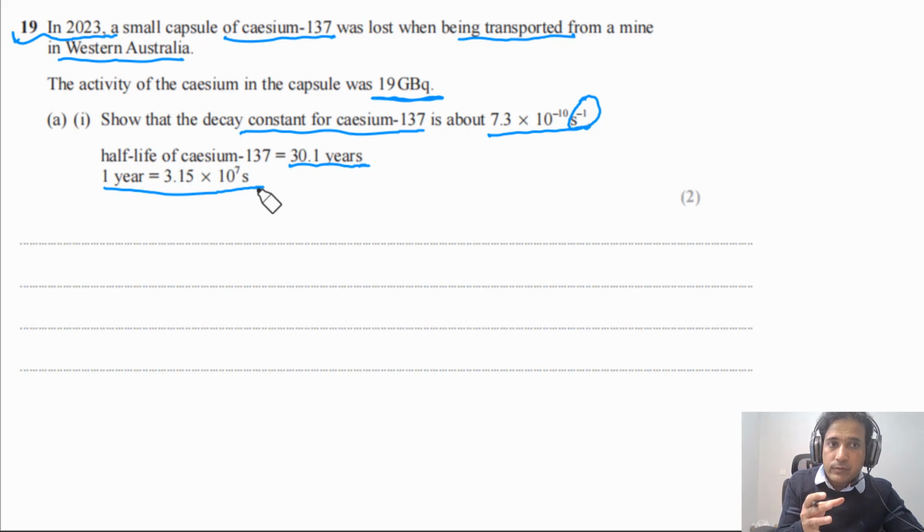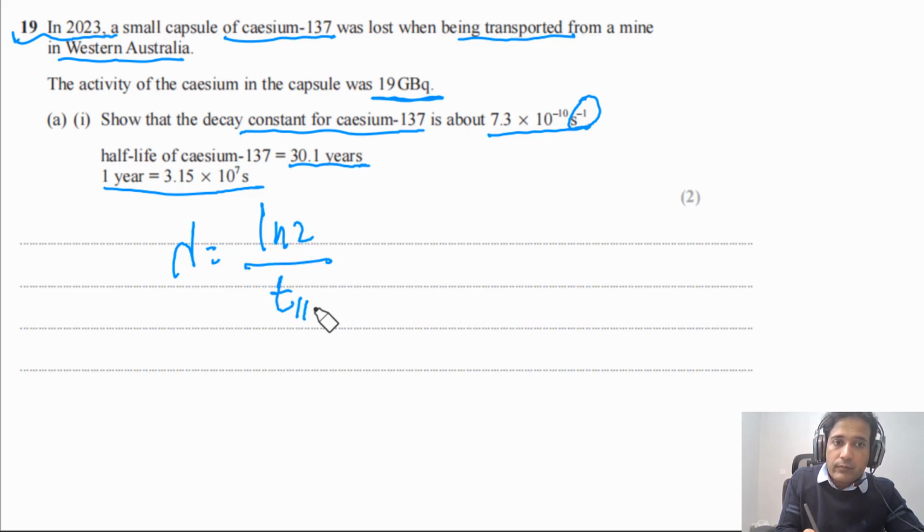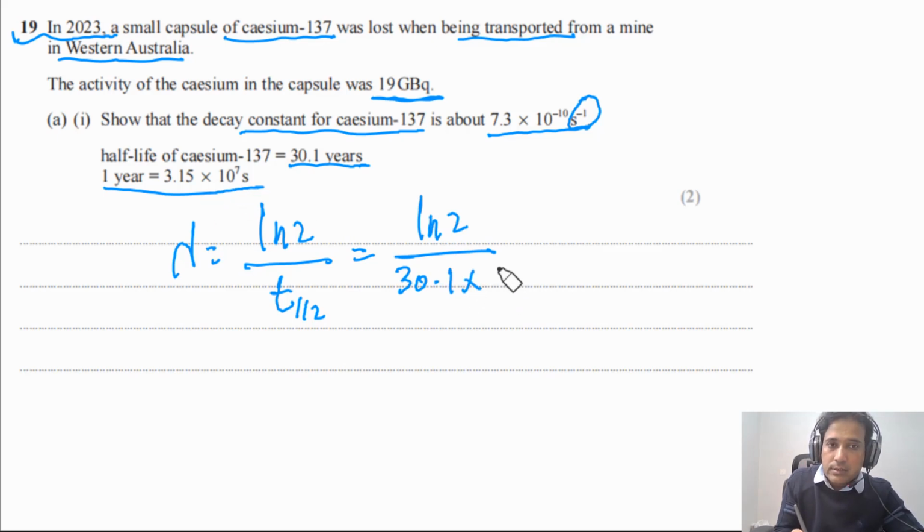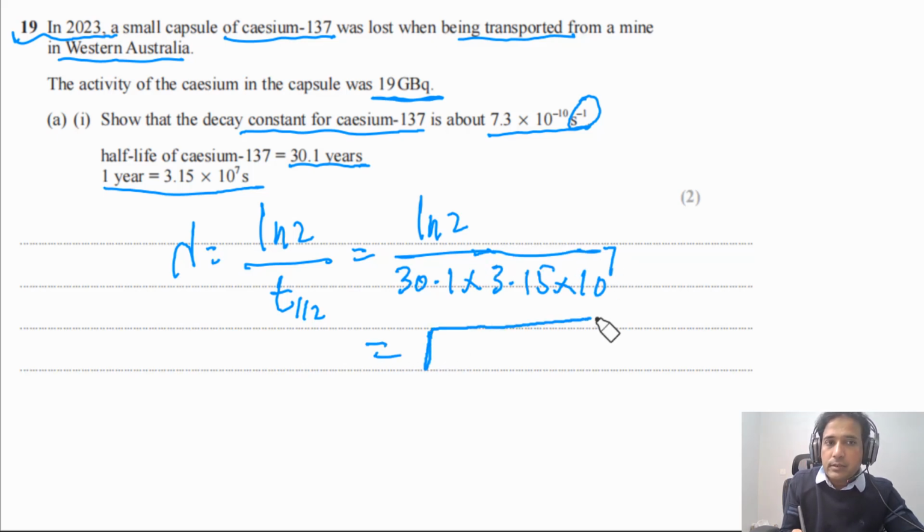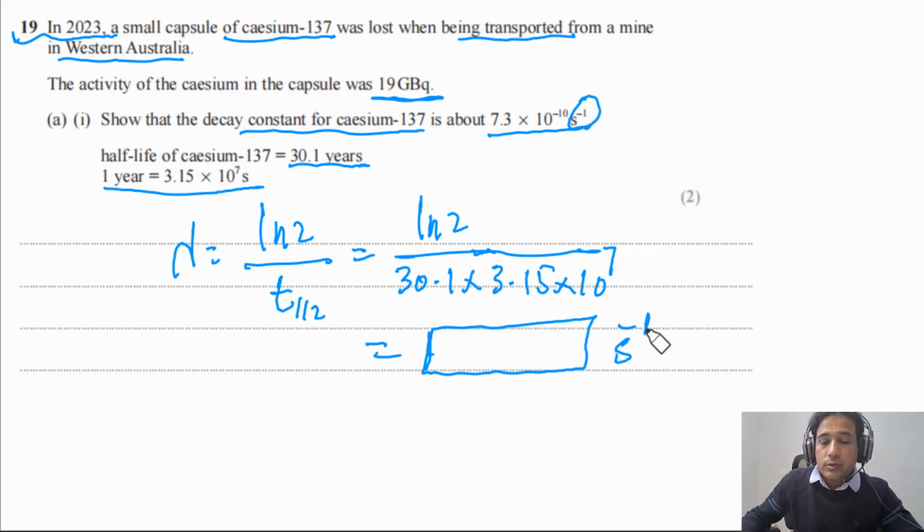So the half-life is given, and we need to find the decay constant. The decay constant is equal to ln 2 divided by the half-life. Ln 2 is a constant. So for the half-life we simply need to convert years into seconds and we can find the answer. So this is ln 2, and how many years do we have? 30.1. One year has this many seconds, so 3.15 times 10 to the 7. Now if we solve this, we will get the value of lambda, in per second. So this is how you need to answer.